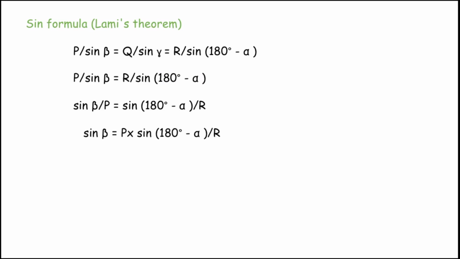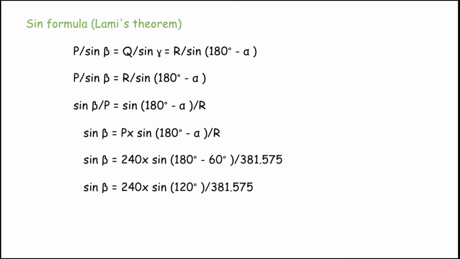Now I substitute the values of P, alpha and R. So 240 into sin(180 minus 60) divided by 381.575. Subtracting 60 from 180 degrees, 240 into sin 120 degrees divided by 381.575. The value of sin beta is 0.54. Now I transfer the sine from left to right, so it becomes sin inverse. Beta equals sin inverse 0.54. The value of beta is 33 degrees.